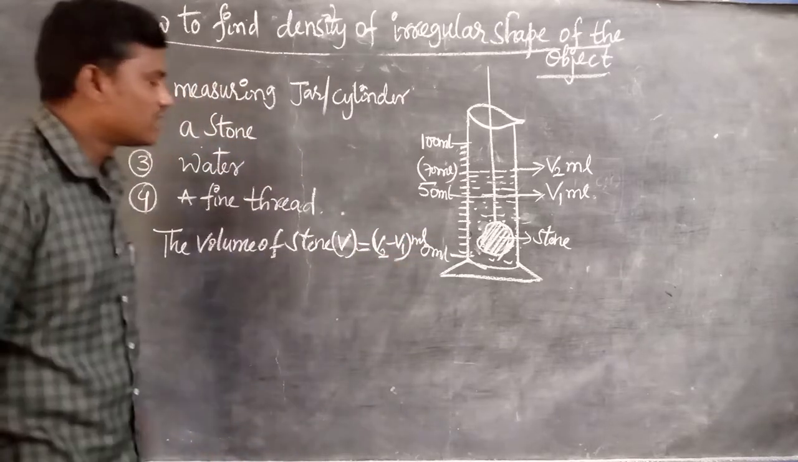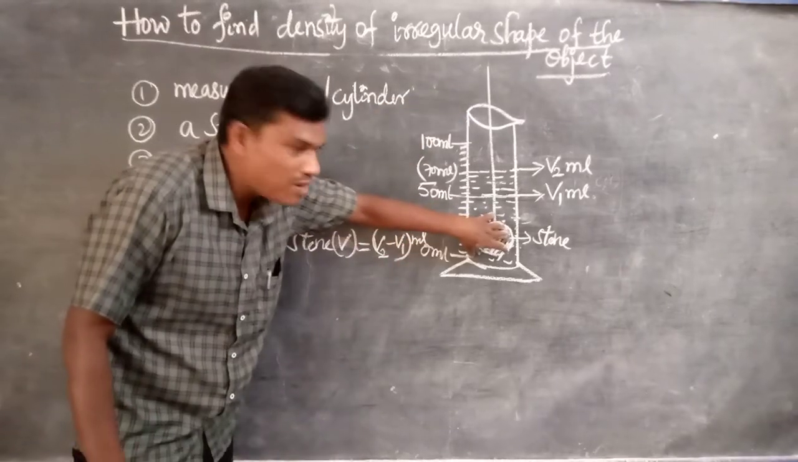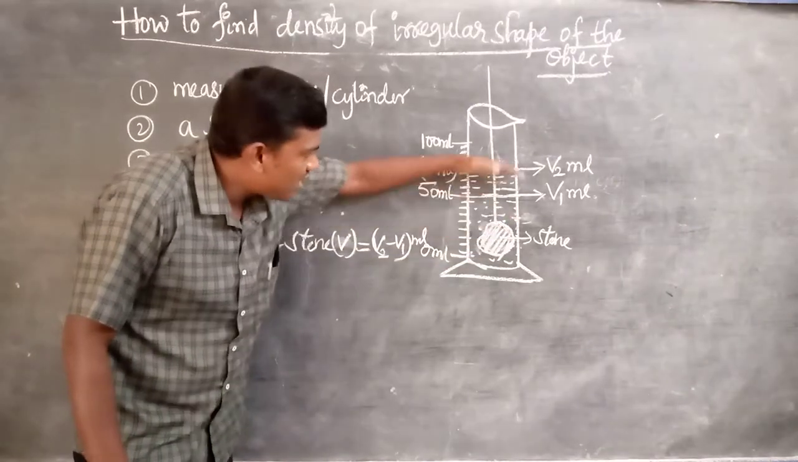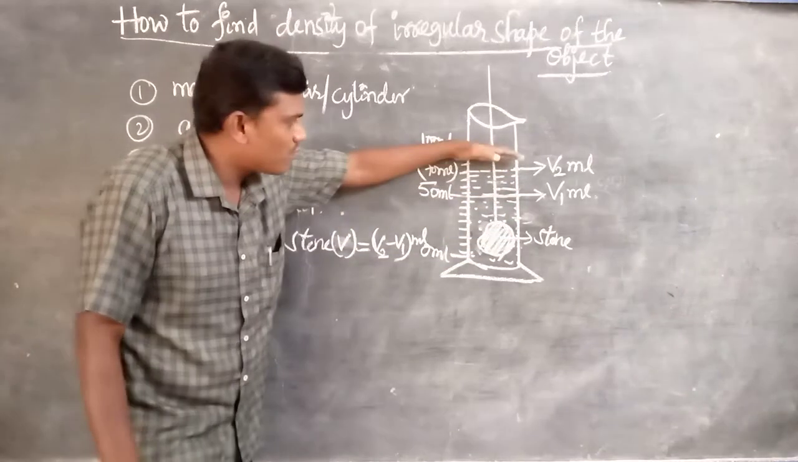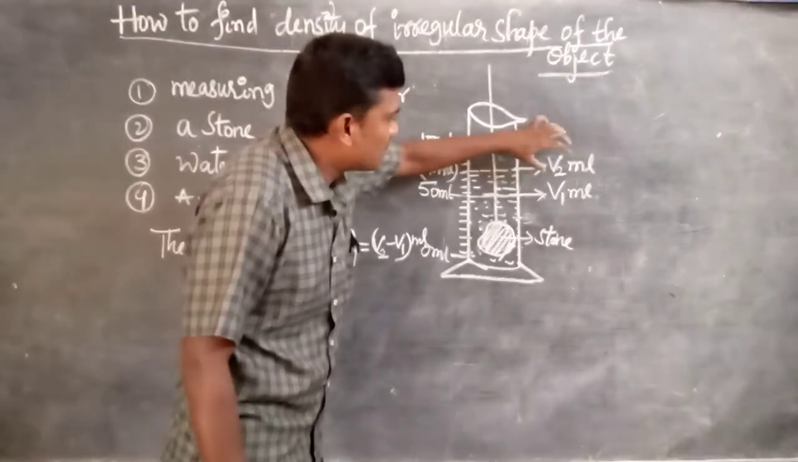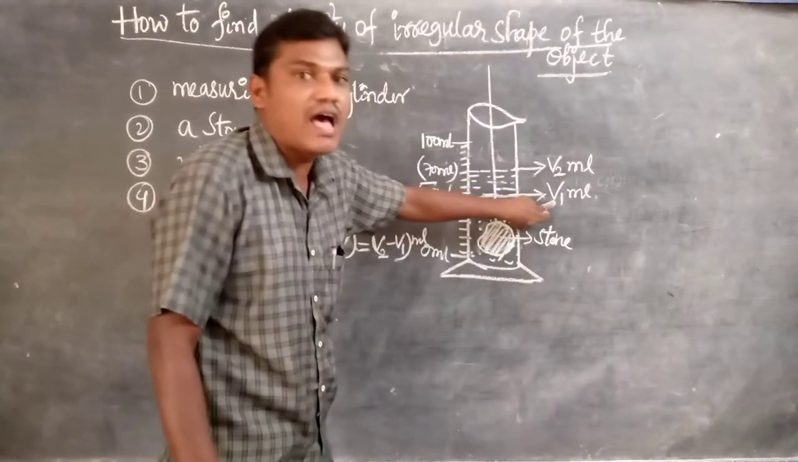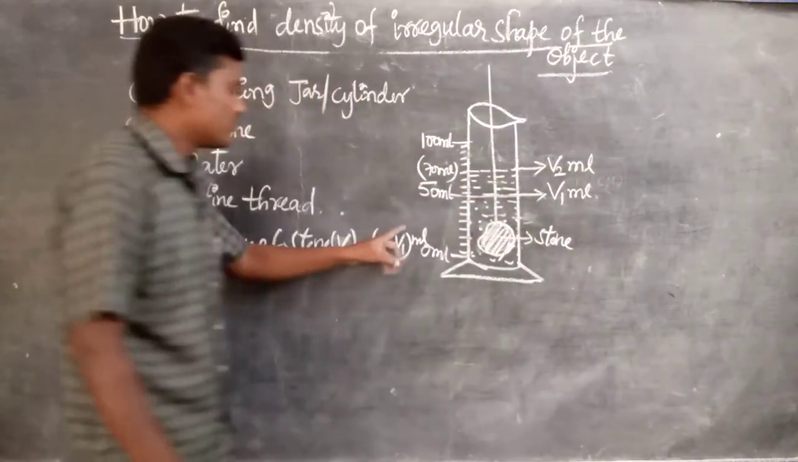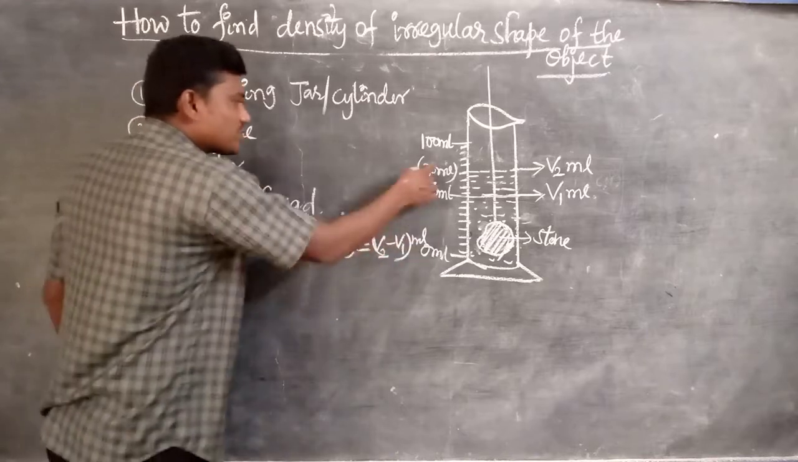When the stone is dipped completely into the water, the level of the water increases and reaches one particular value, that is V2. V2 is a higher value than V1. That's why V2 minus V1. So now we substitute these values.